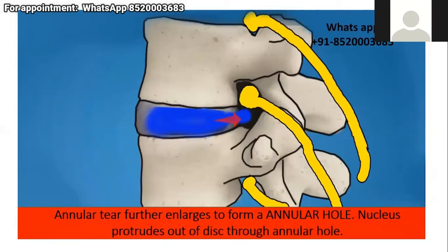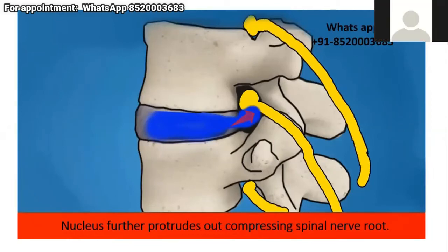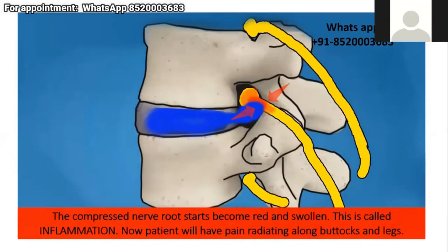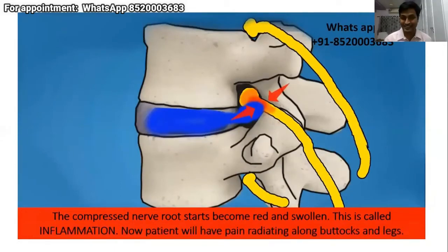Prolapse will compress the nerve root. When it starts compressing the nerve root, what will happen to the nerve root? Inflammation. Okay, so any structure which is inflamed in the body causes pain. So what will be the symptoms of the patient now? Tingling sensation, radiating pain.